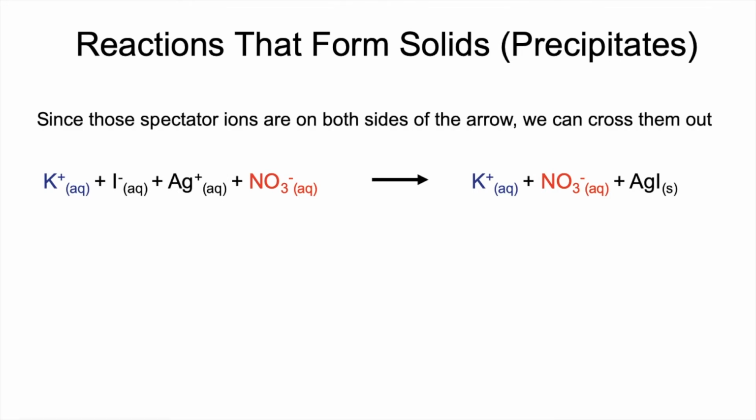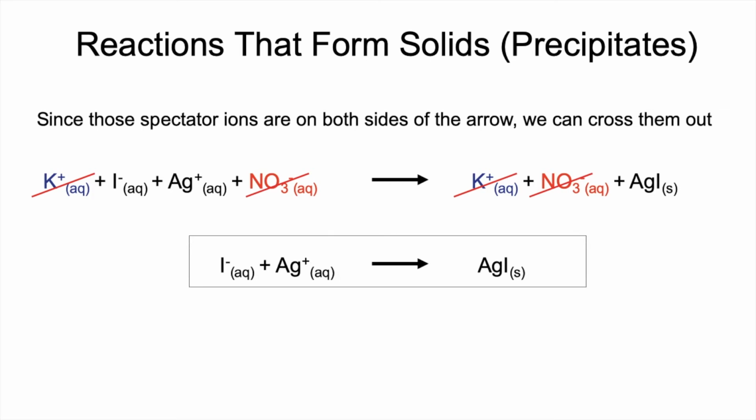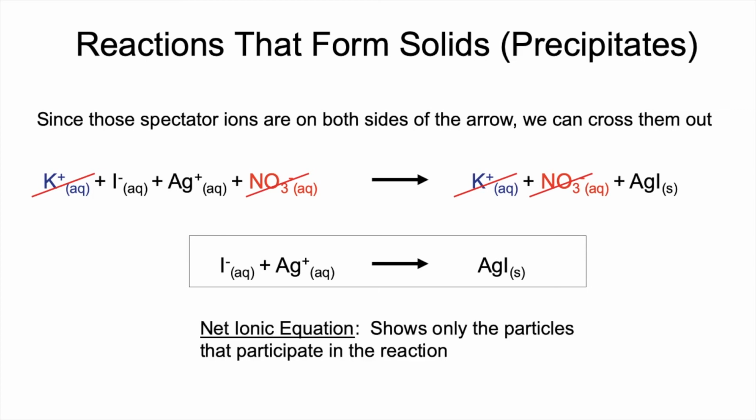And because those spectator ions aren't actively involved in the reaction, and they exist on both sides of our equation, we can cross them out, just like you would cross out things that are the same on both sides of an algebraic equation. What we're left over with is the iodide ion reacting with the silver ion to form solid silver iodide. This is what we call a net ionic equation. Net ionic equations show just the species that are involved with the chemical reaction.